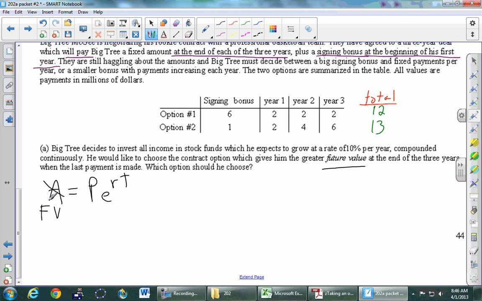So can you guys, with your neighbors, do calculations? Once everybody knows what's going on, split up the work. It's the same calculation over and over again.